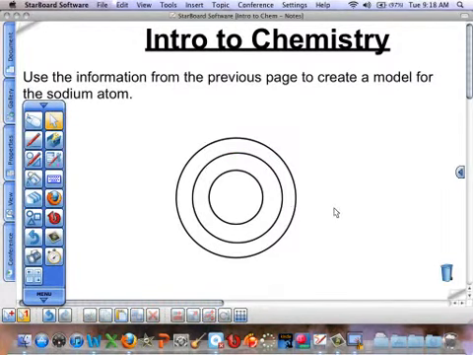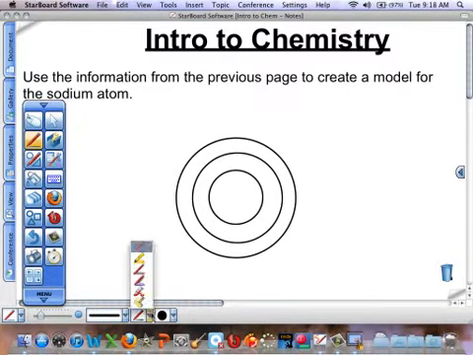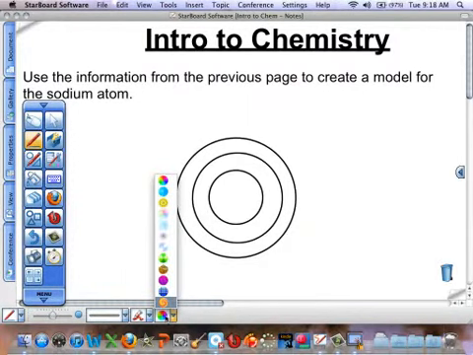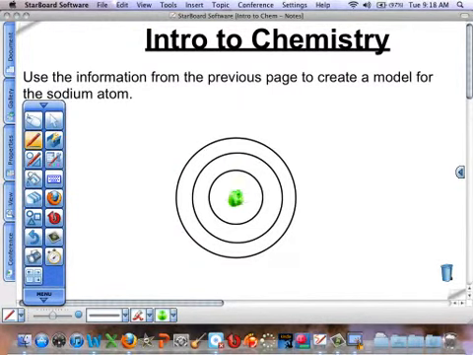Okay, now in the center of all three of those circles is my nucleus. And we're just going to color that black. I'll make it cool. So there's my nucleus. Okay. And then we're going to put on my electrons.